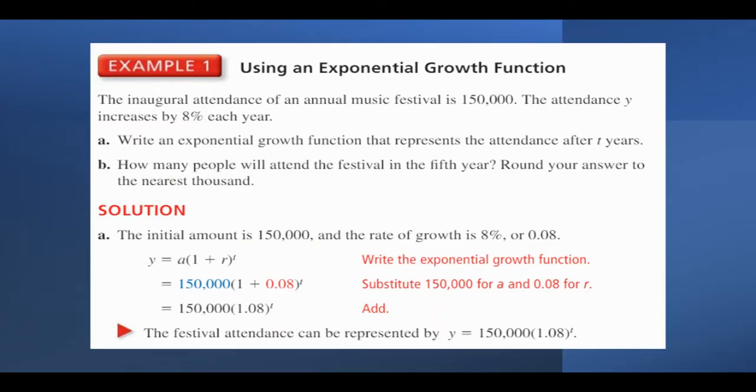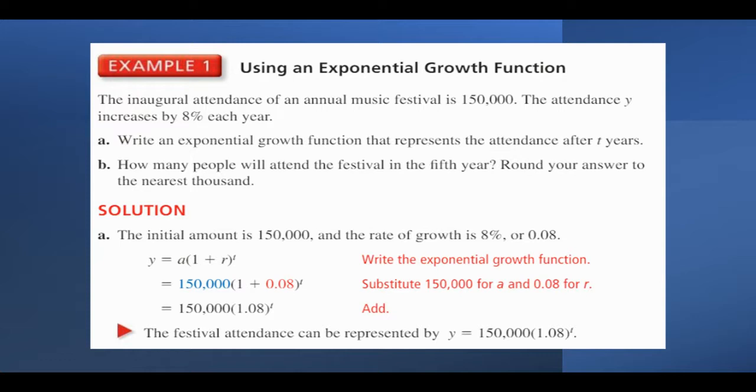So let's take a look at how this works here. We have an attendance of a music festival, and it says the annual attendance is 150,000. The attendance, which is y, increases by 8% each year. So they want us to write a function of this. The initial amount is 150,000. The a value is the initial amount.